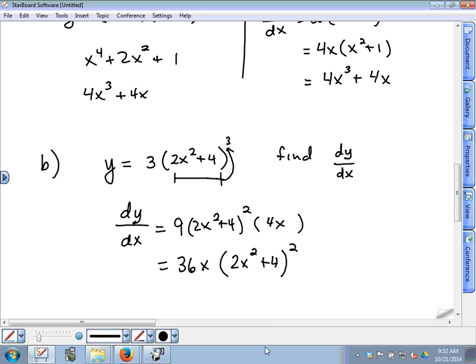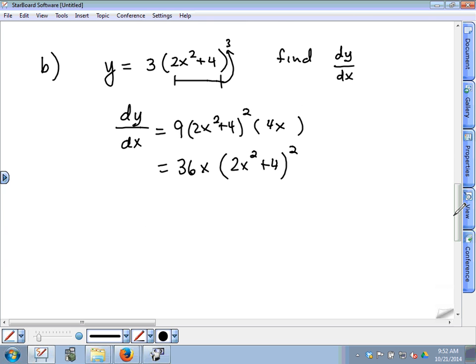Now, that'd actually be okay if you left it like that. You can leave it like that. This is how your answer book would leave the answer. Unless you really want to go the extra mile. Should we go the extra mile? You eager beavers?